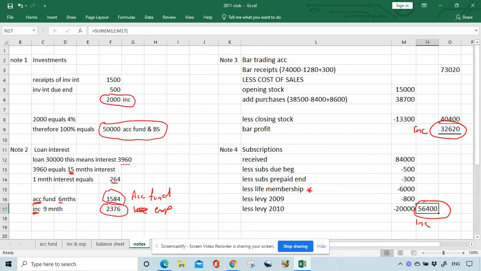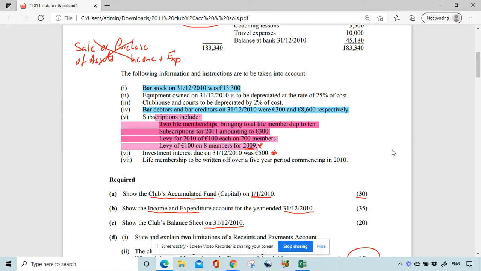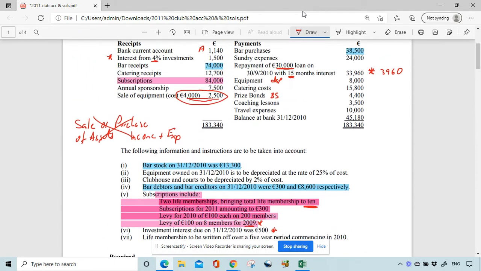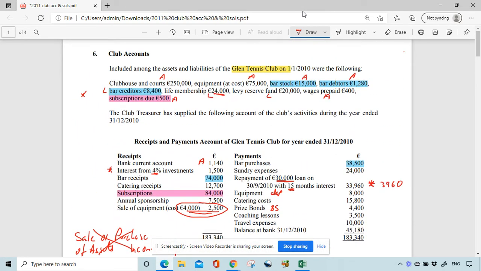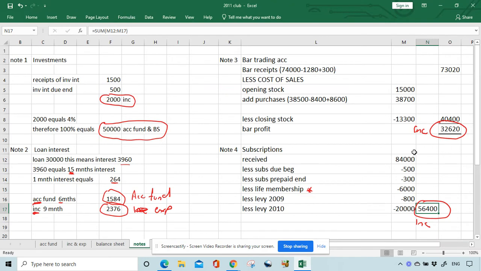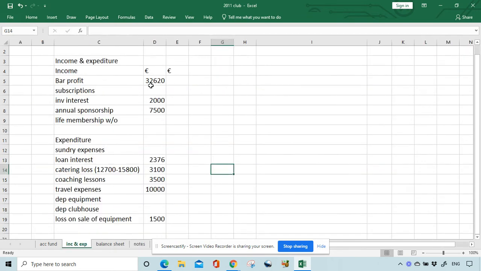Now, one thing, this life membership here. How did we get 6,000? Well, it tells us in the question that 2 life memberships were bringing membership up to 10. So we had 8 life memberships already for 24,000. That tells me 24,000 divided by 8, one life membership is €3,000. So 2 life memberships would be €6,000. So I have all that now. 56,400 is my income.